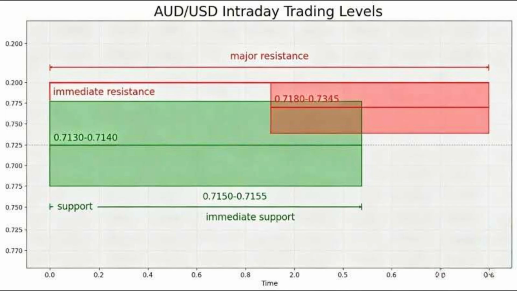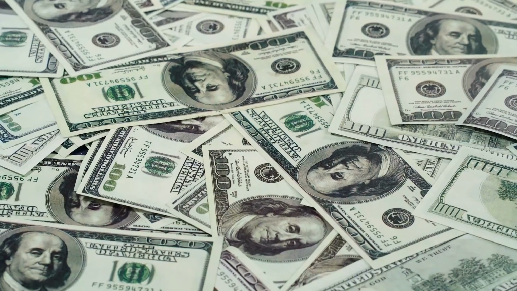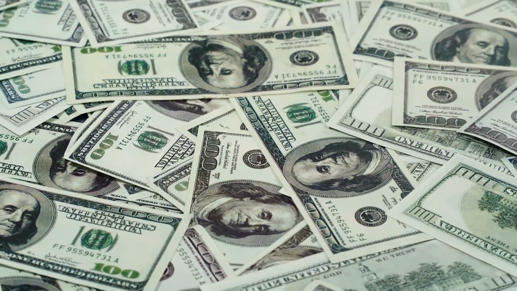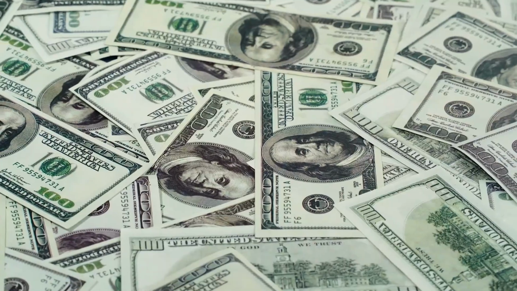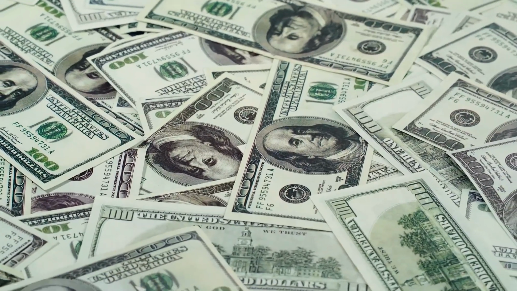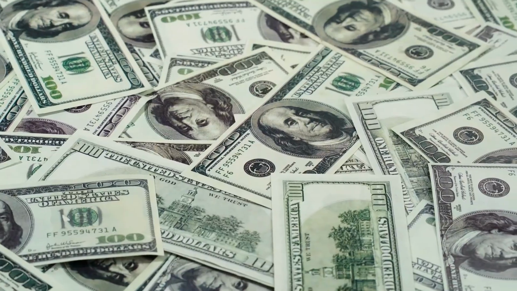As of 8 a.m. Greenwich Mean Time, Australian dollar to US dollar is trading at 0.7159, with a slight gain of 0.1119% on the day. The pair opened at 0.7147, matching yesterday's close, and has already seen a high of 0.7176 and a low of 0.7144 in early trading.